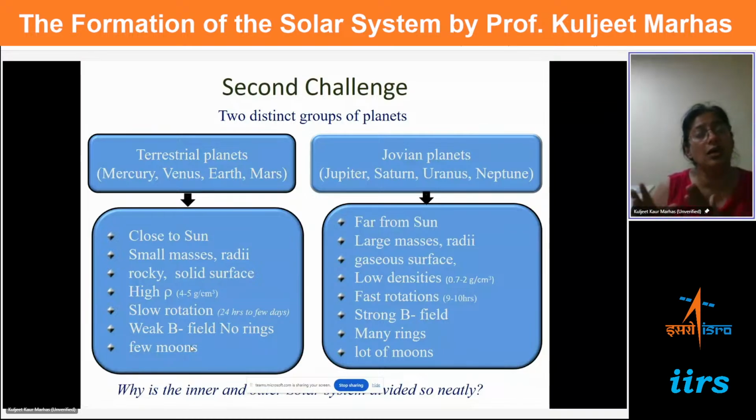Now, compare this to the Jovian planets. Jovian planets are the outer planets like Jupiter, Saturn, Uranus, and Neptune. These are far from the Sun, with large mass and large radius. They have a gaseous surface and are low in density. Their rotation is very fast, and they have a strong magnetic field compared to the terrestrial planets. They have many rings, especially Saturn, and they have lots of moons, hundreds of moons in Saturn itself. So the question for the second challenge is, why is the inner part so different from the outer part? There is a distinct difference between the two that you can observe very easily.